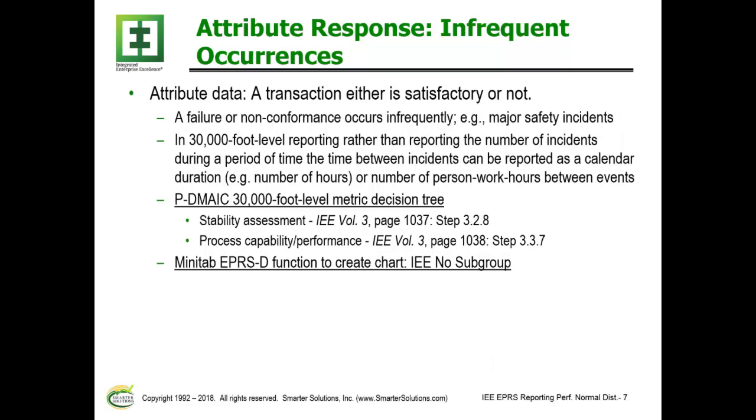Now we might have a situation on attribute response where things don't occur very frequently, for example, major safety incidents. So instead of reporting how many safety incidents we have every month, we really look at the time between events. That could be reported out as calendar days, or it could be reported out as person working days. So either one is time between events. So in our decision tree, stability would be step 3.2.8 and capability step 3.3.7.